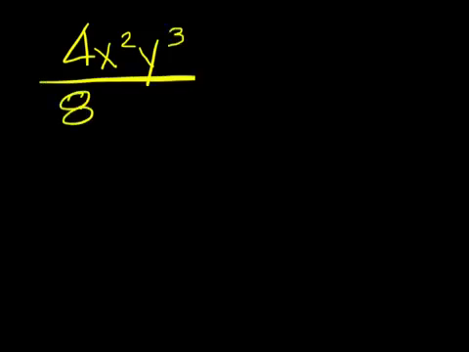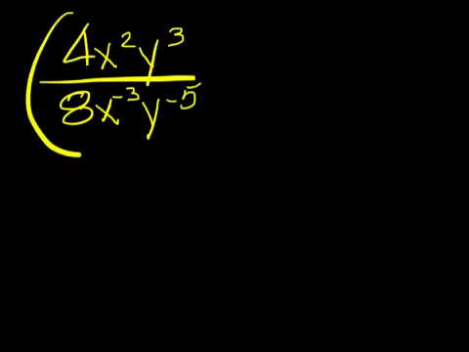This is a practice problem. 4x to the 2nd, y to the 3rd over 8, x to the negative 3rd, y to the negative 5th, everything to the 3rd power.